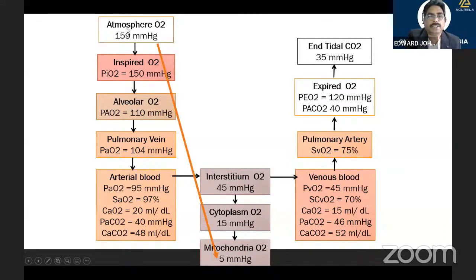See here, it comes from 160 to 5 mm of mercury at the mitochondrial level, and your deoxygenated blood also carries 15 ml. You can think, why is the 15 ml unnecessarily wasted in the venous blood? It acts as a reserve at the time of increased demand. Your oxygen saturation in the venous blood is also 73%.